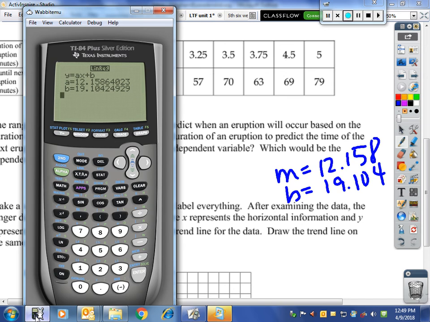Okay, now I'm going to go ahead and graph that line with the data that I already graphed. I'm not going to take the plot off yet. So y equals 12.158x, oops, I forgot the 8, plus 19.104. So we can see what that trend line looks like. A trend line should have some of the data points above the line, some below, and maybe even a couple on it. So does that look like a good trend line? Yes.